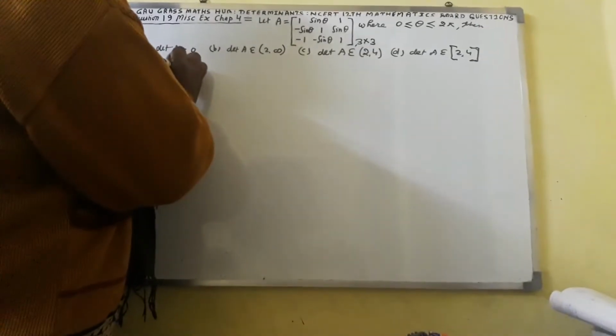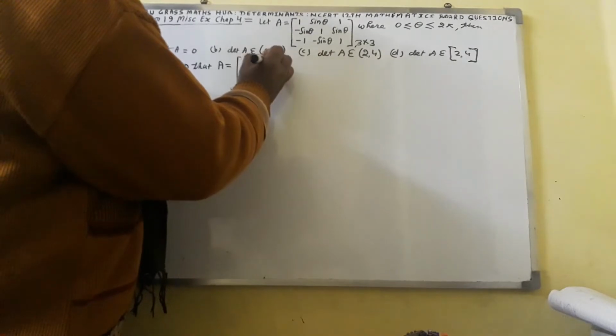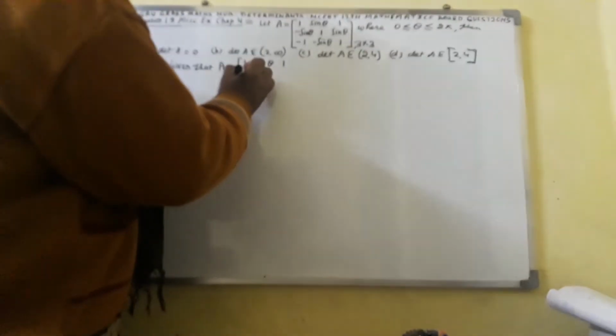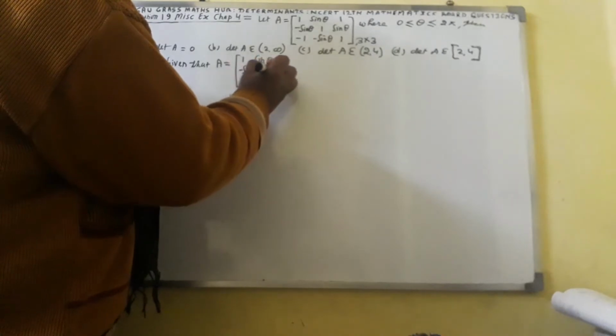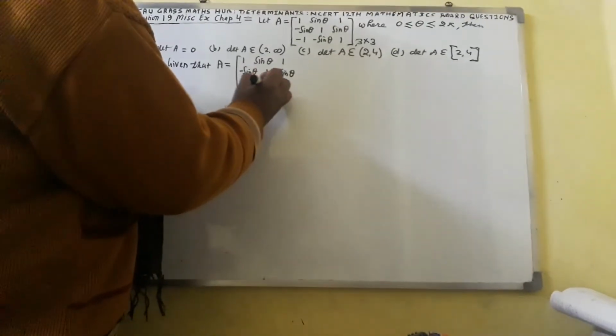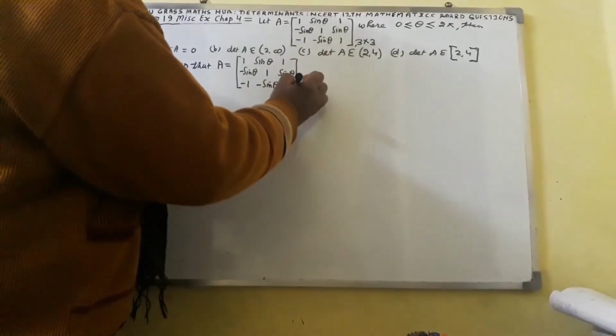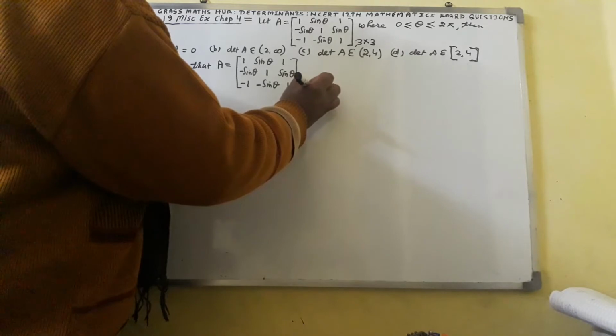So here I shall write, given that matrix A equal to, elements of first row 1, sin theta, 1; minus sin theta, 1, sin theta; minus 1, minus sin theta, 1. This is a matrix of order 3 cross 3.